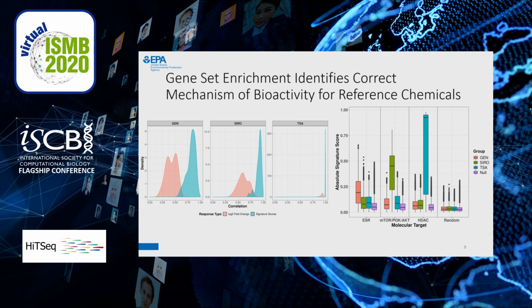The figure on the right shows the distribution of ssGSEA signature scores for gene sets, or what we call signatures, specific to the molecular target associated with each reference chemical. As shown, the reference chemicals had much larger signature scores for their known molecular targets compared to each other and a random set of gene signatures.